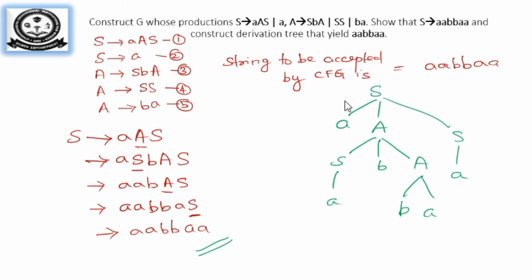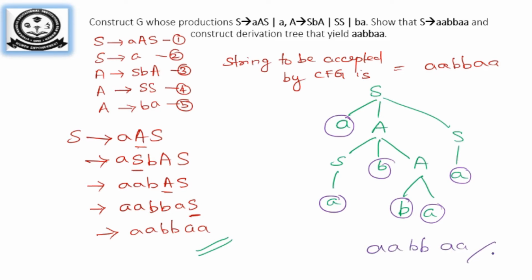When you travel only through the leaf nodes, when you see only the leaf nodes, you can see the string constructed. So the string will be, you can see A, B, B, A. So it is A, B, B, A. So this is how we will check our string is accepted by CFG using parse tree.